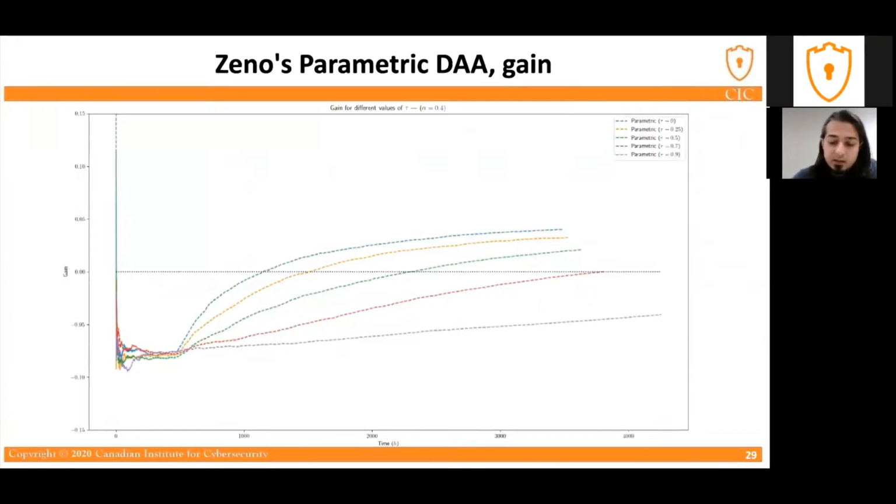And we have another proposed method, which is Zeno's parametric. We have different values for the parameter tau: 0, 0.25, 0.5, 0.7, and 0.9. When we have 0.0 for the value of tau, it's exactly like Bitcoin's default difficulty adjustment. When we have 0.5, it's exactly like Zeno's, and we can have different values in between, and even more than 0.5.